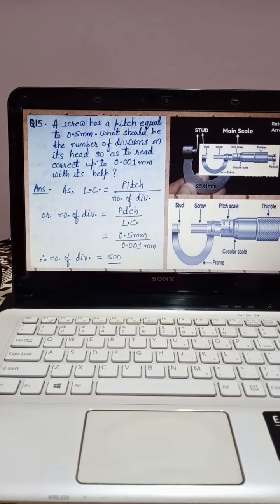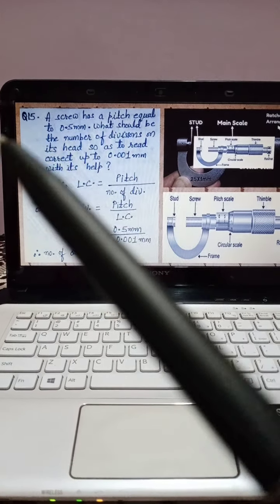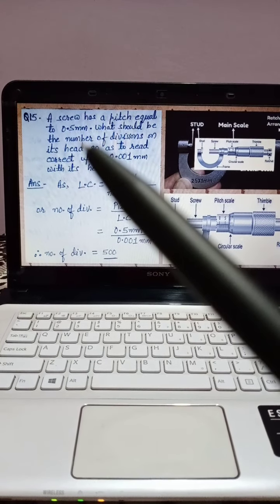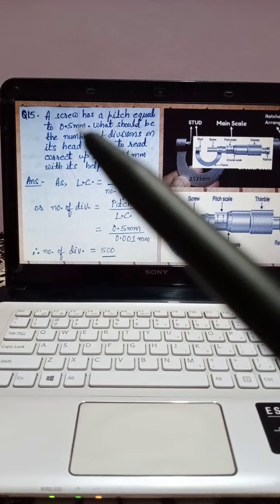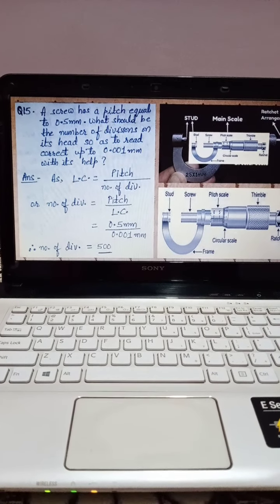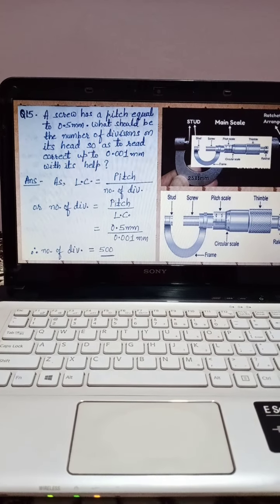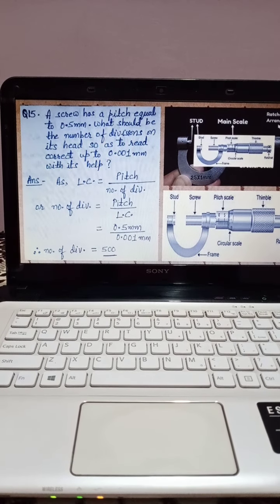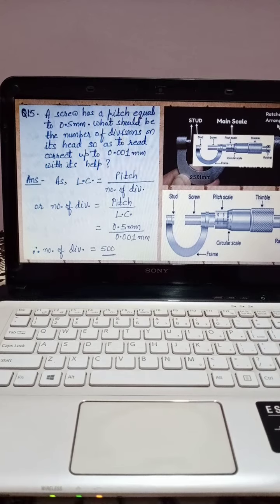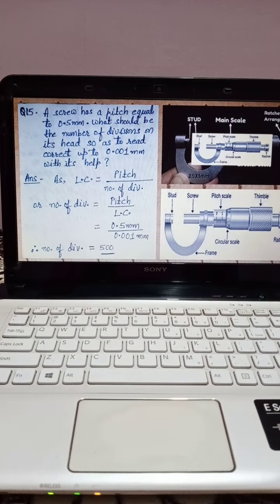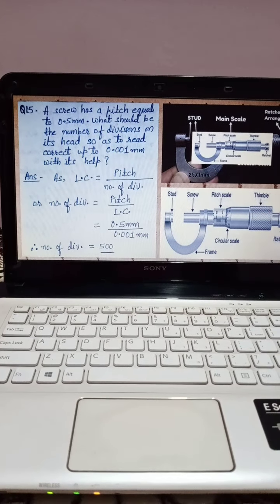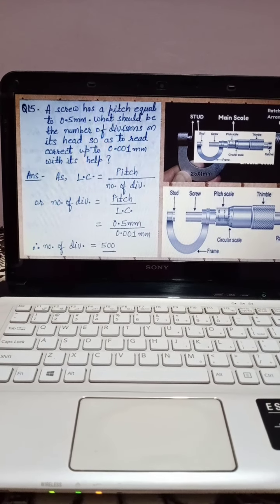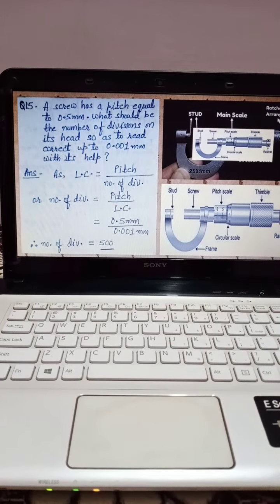Next question is given here. A screw gauge has a pitch equal to 0.5 mm. So the pitch of the screw gauge in this case is 0.5 mm. What should be the number of divisions on its head so that it can read correct up to 0.001 mm with its help? So that means in this question, the pitch is given and the least count is given.